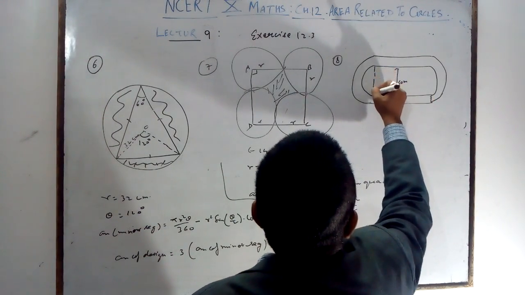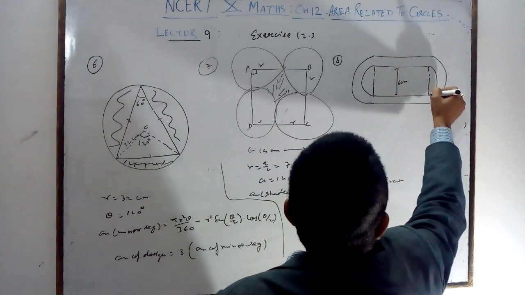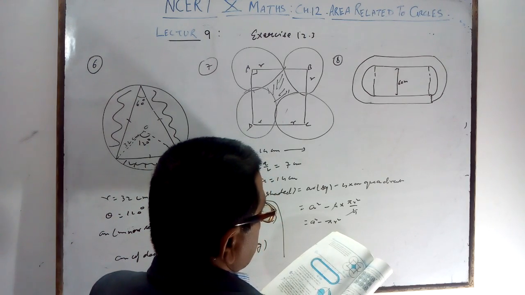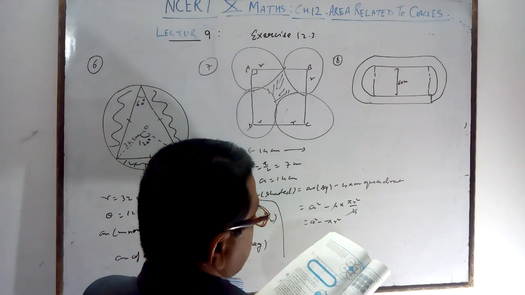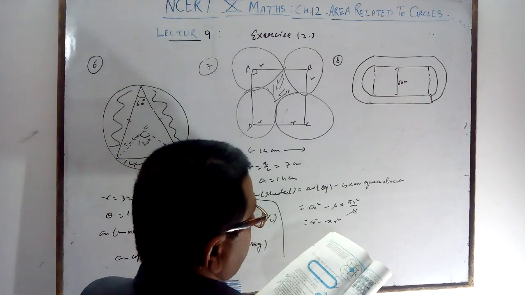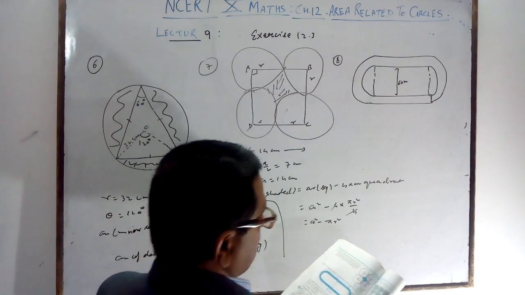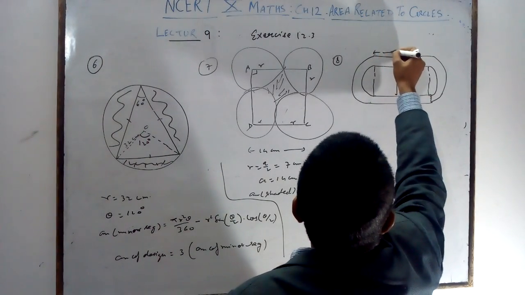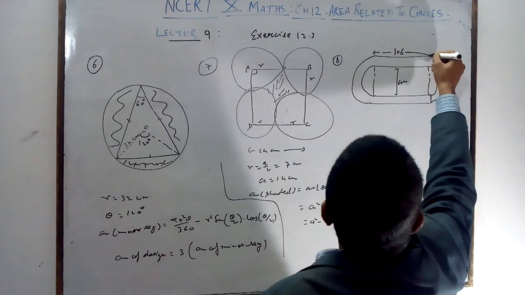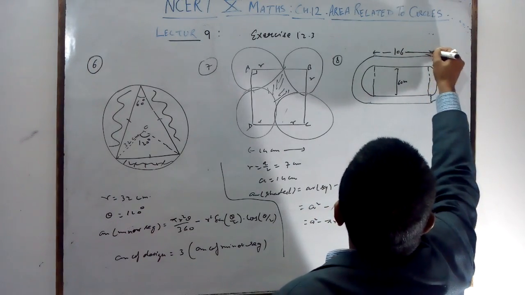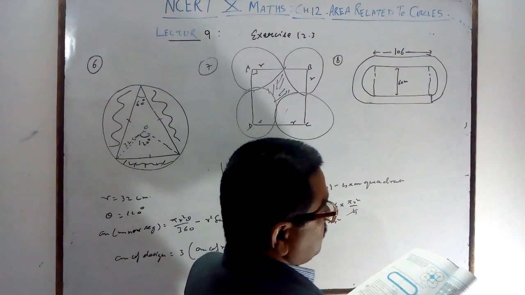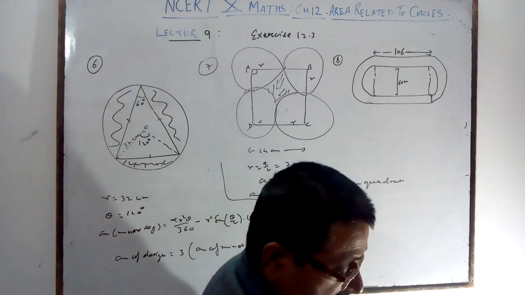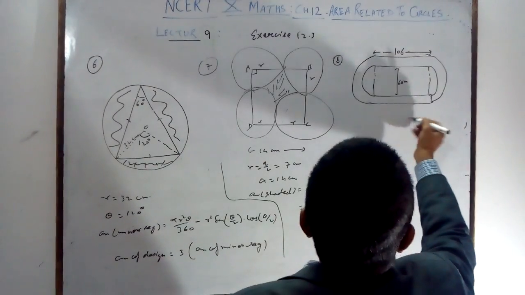And one more thing is given: the straight segments of the track are each 106 meter long. The distance between this is given as 106 meter, only this portion, not the semicircular curved portion. First, find the distance around the track along the inner edge.